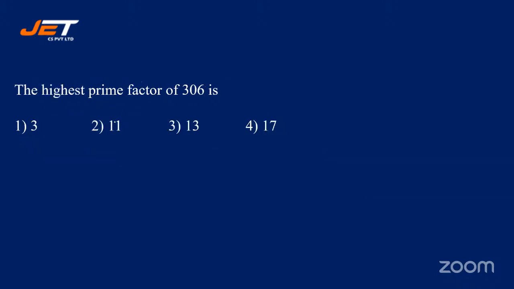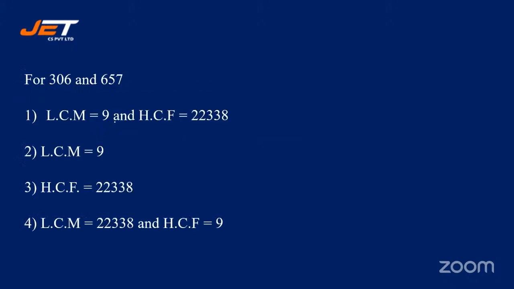The highest prime factor of 306 is dash. When such questions are asked, you can just divide 306 by the given numbers. For example, you take 17, yes, it is divisible. So it is 18. So the answer must be 17. Option 4 is the correct answer. Let's move on to the next question.